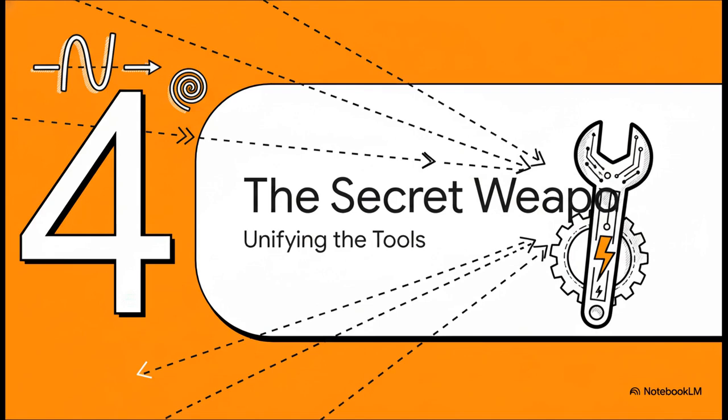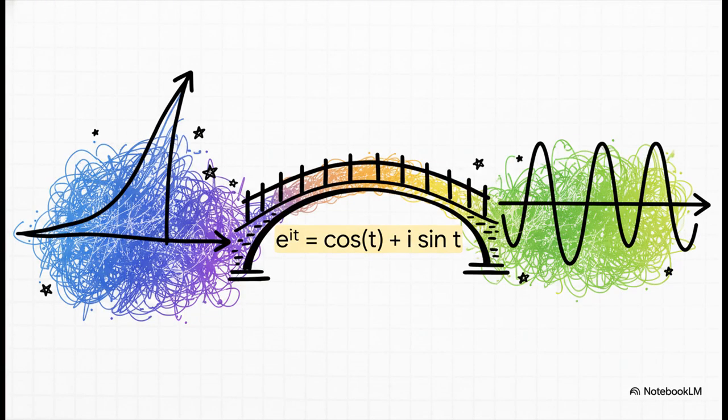Pretty useful, right? But the real genius, the real power, comes when you put them together. It's time to pull out the engineer's secret weapon. And here it is, Euler's formula. Honestly, this is one of the most beautiful and profound equations in all of mathematics. What you are looking at is a bridge between 2 completely different worlds, the world of exponential growth on the left and the world of waves and oscillations on the right.